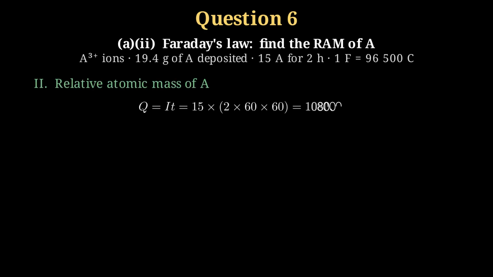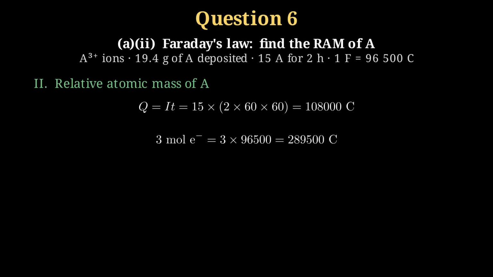Now the atomic mass. Step 1. The charge passed. Q equals I times T. The current is 15 amps and the time is 2 hours, which is 2 times 60 times 60 seconds. That gives 108,000 coulombs.